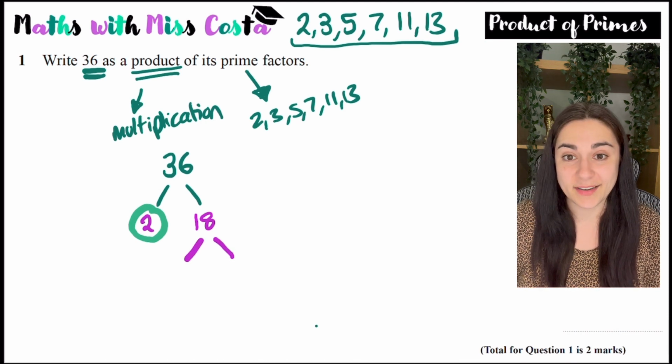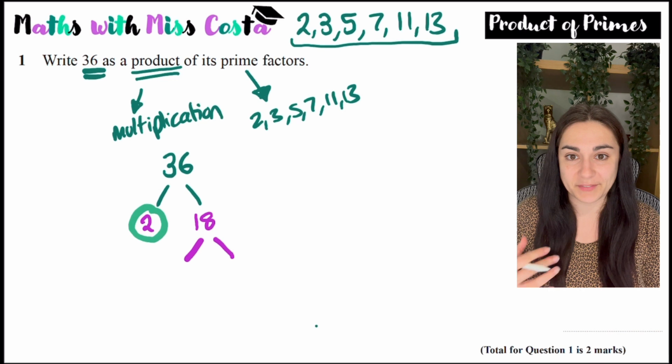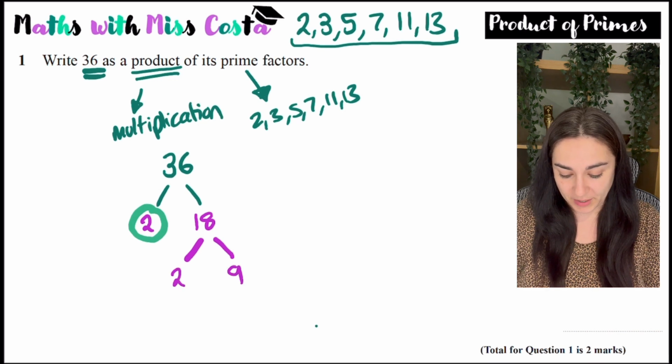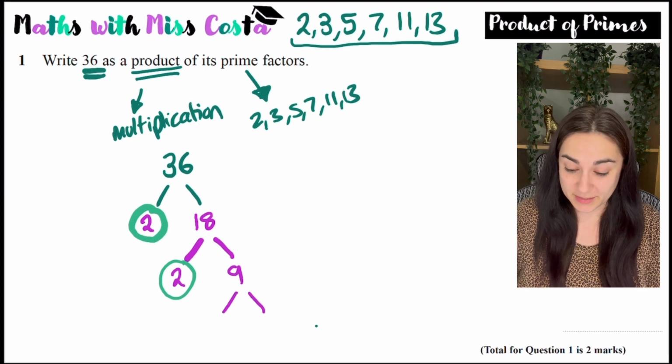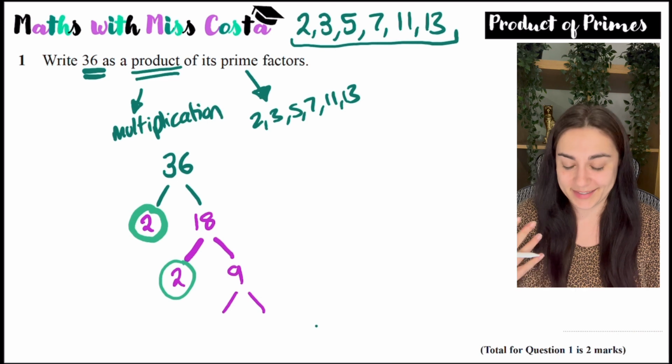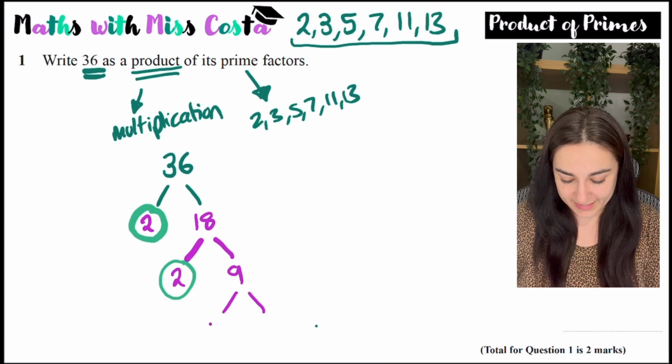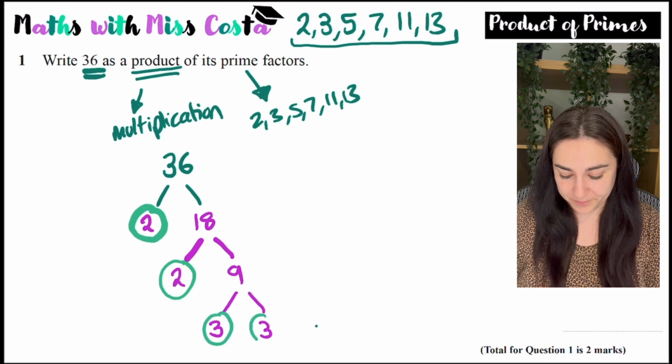So I've got 18. Once again, I now need to find the factors of 18. So 2 times 9 gives me 18. I can circle the 2. And now I find the factors of 9. So 2 factors that multiply to make 9. 2 does not divide equally into 9. So I'll try the next prime number, which is 3. And then I'm left with 3 times 3.